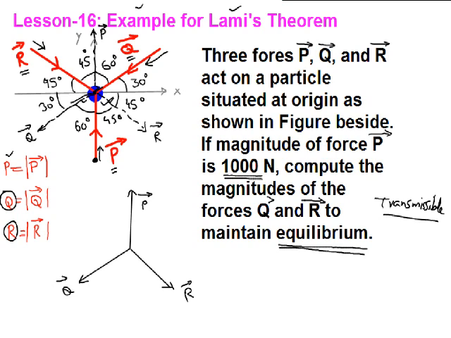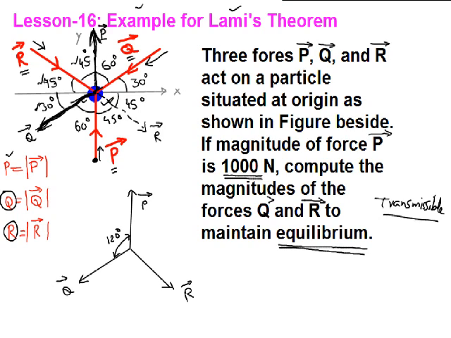Now to find the angle between, let us say, P and Q, this line is Q, and this line is the line of action of force P now. So the angle between them is 45 plus 45. You have 45 here, you have 45 here, you have 30 degrees here. So this angle is 120 degrees.